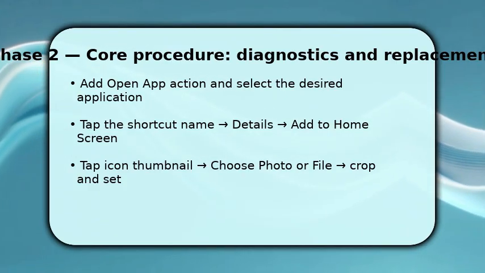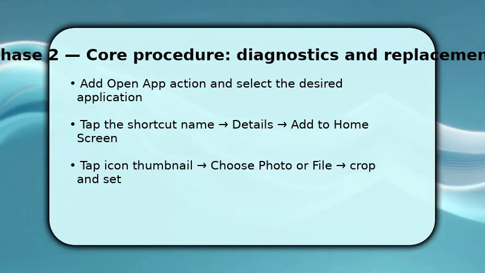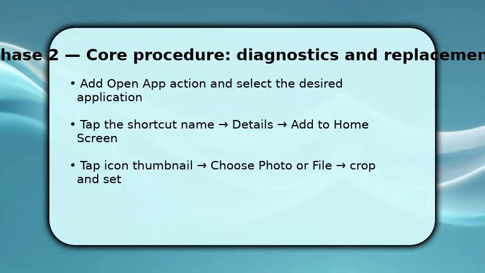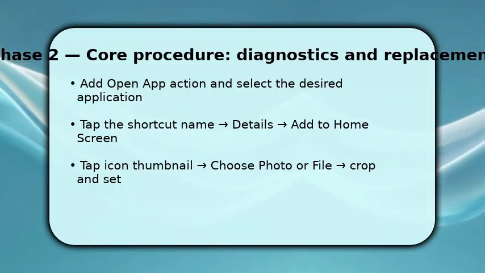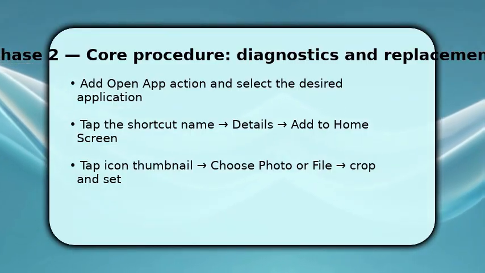You'll see a thumbnail, tap it, then pick Choose Photo or Choose File to load your prepared image. Crop if necessary and press Add. This places the custom icon on your home screen while the original app stays in the app library.